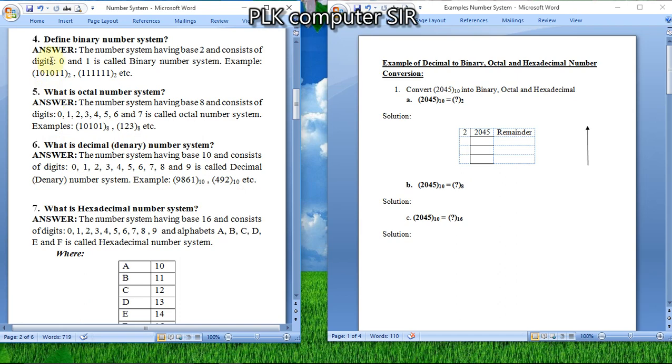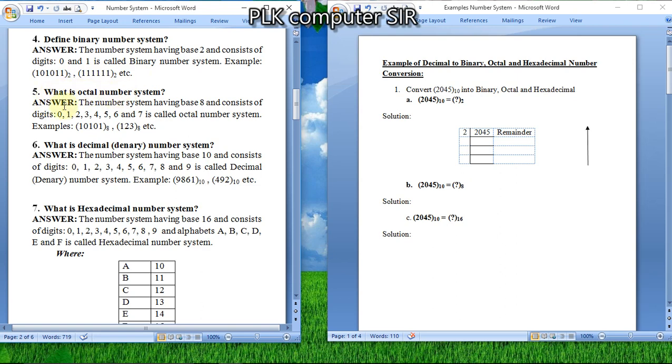Question number 4, define binary number system. Answer: the number system having base 2 and consisting of digits 0 and 1 is called the binary number system. For example, 101011. By the base you have to recognize it. Okay, so that is a binary number system example.